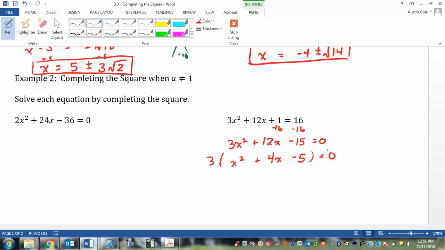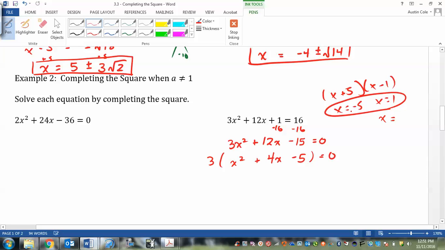Now, just to show you, I'm going to put the answers over here. I believe x should equal, what did we say? 5. So we would have gotten x plus 5 and x minus 1, right? And then x is going to equal what here? Negative 5 and x is going to equal 1. So I think those should be our answers when we're all done with this thing if we do it correctly.